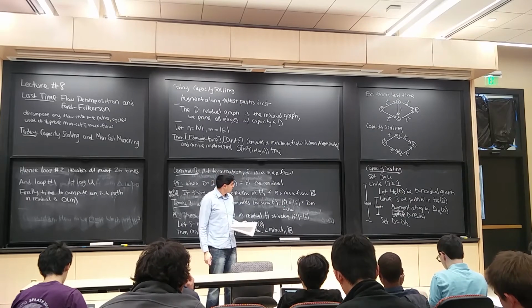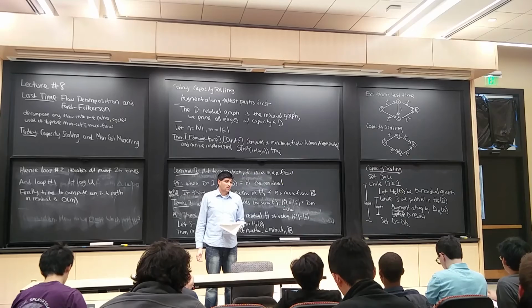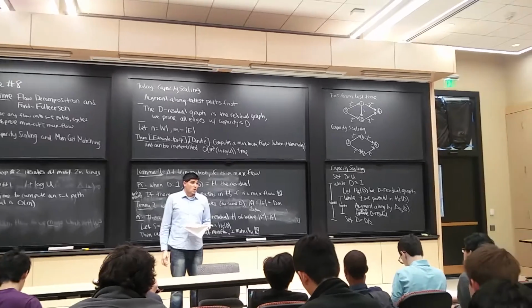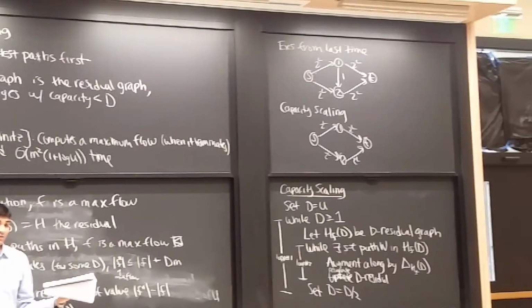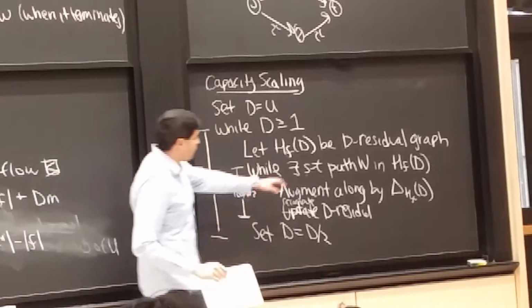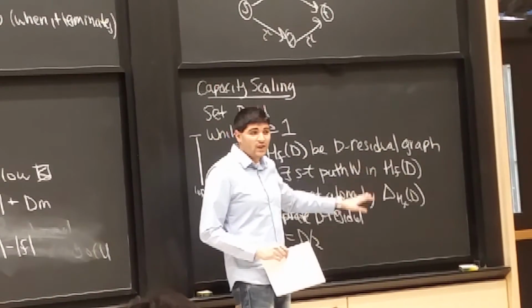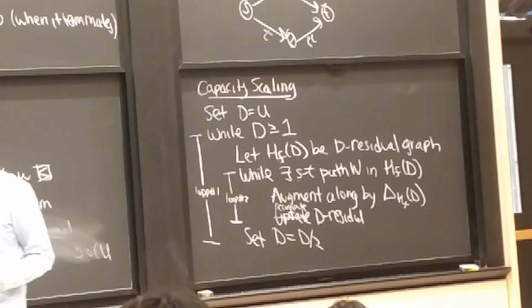Is the reason that you need to recompute the D residual within the inner loop because you might create edges greater than D, or you might create edges less than D? That's even the worst thing, right? If you didn't recompute the D residual, you wouldn't be guaranteed that whenever you find an s-t path, it's fat enough that it's at least D, and you can actually make noticeable progress.